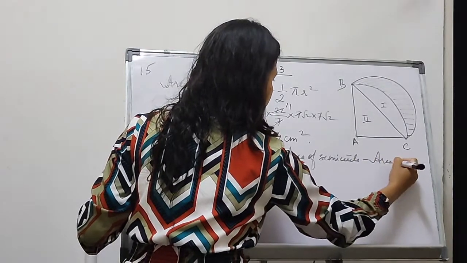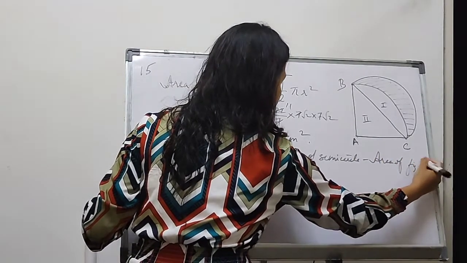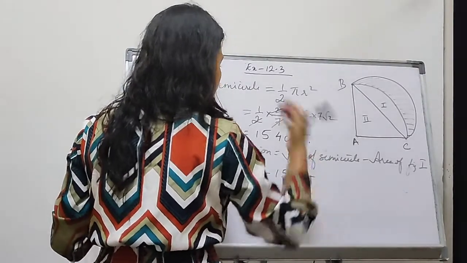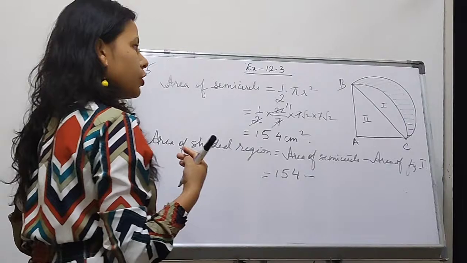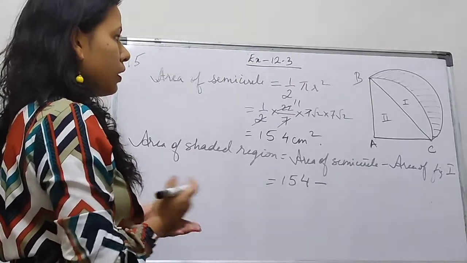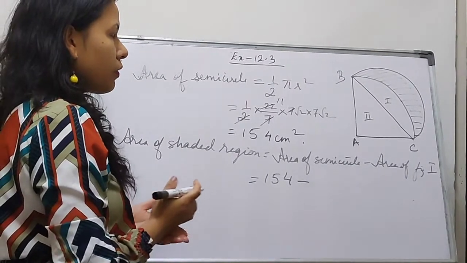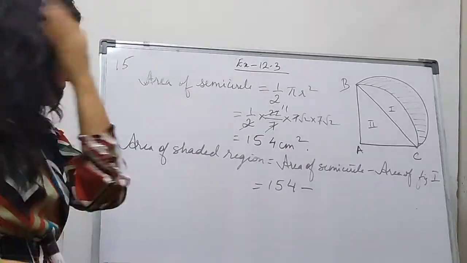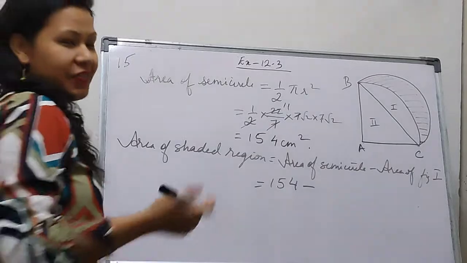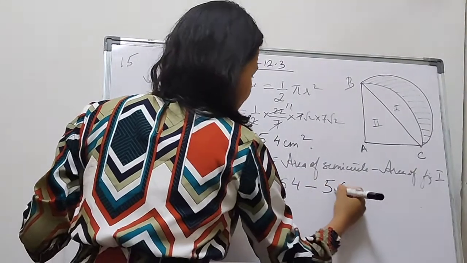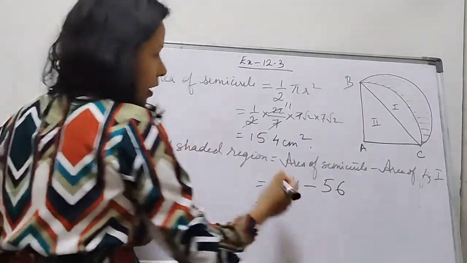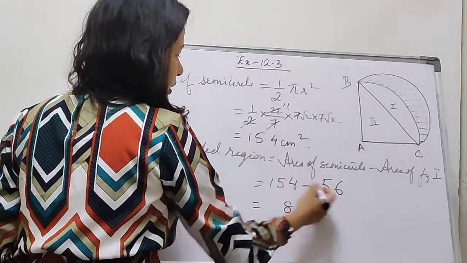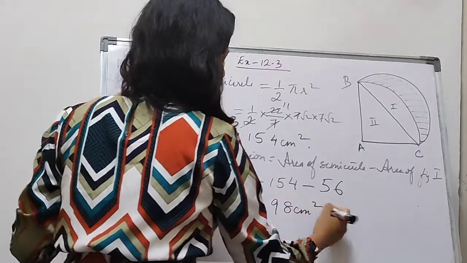area of figure 1. Okay, so this is 154. And how much was figure 1? Area of figure 1, can you tell me how much it was? Area of figure 1, area of the quadrant minus the triangle, how much? Okay, so area of figure 1 is 56. So 154 minus 56 is 14 minus 6 is 8, and here 14, so 98 centimeters square.